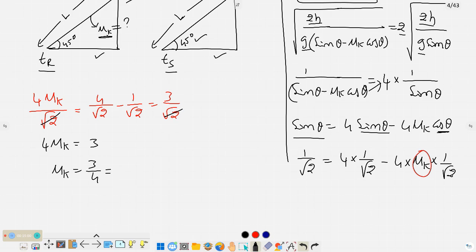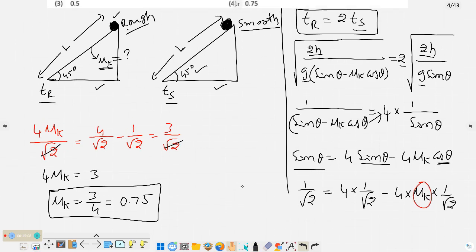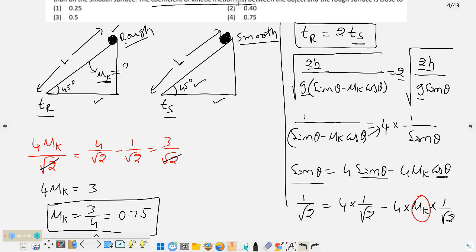3 by 4 means how much? That is 0.75. So the answer for the question, the coefficient of kinetic friction, is the fourth option, that is 0.75.